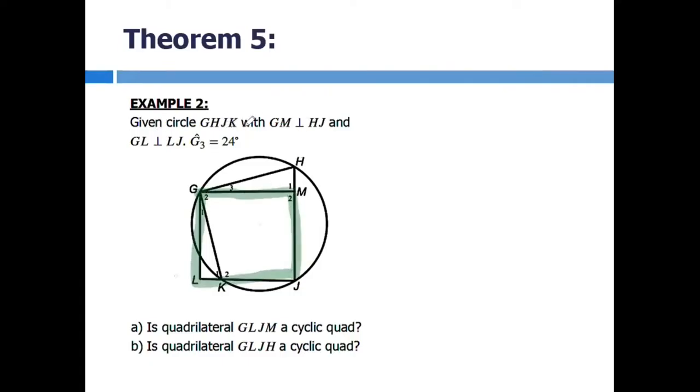They've said given circle GHJK. So they've told us that these points here are on the circle. They said that GM is perpendicular to HJ. GM is perpendicular, so that one there is 90 degrees. GL is perpendicular to LJ. That one there is 90 degrees. And that highlighted thing that I've just highlighted, do you guys think it's a cyclic quad? Yes or no?